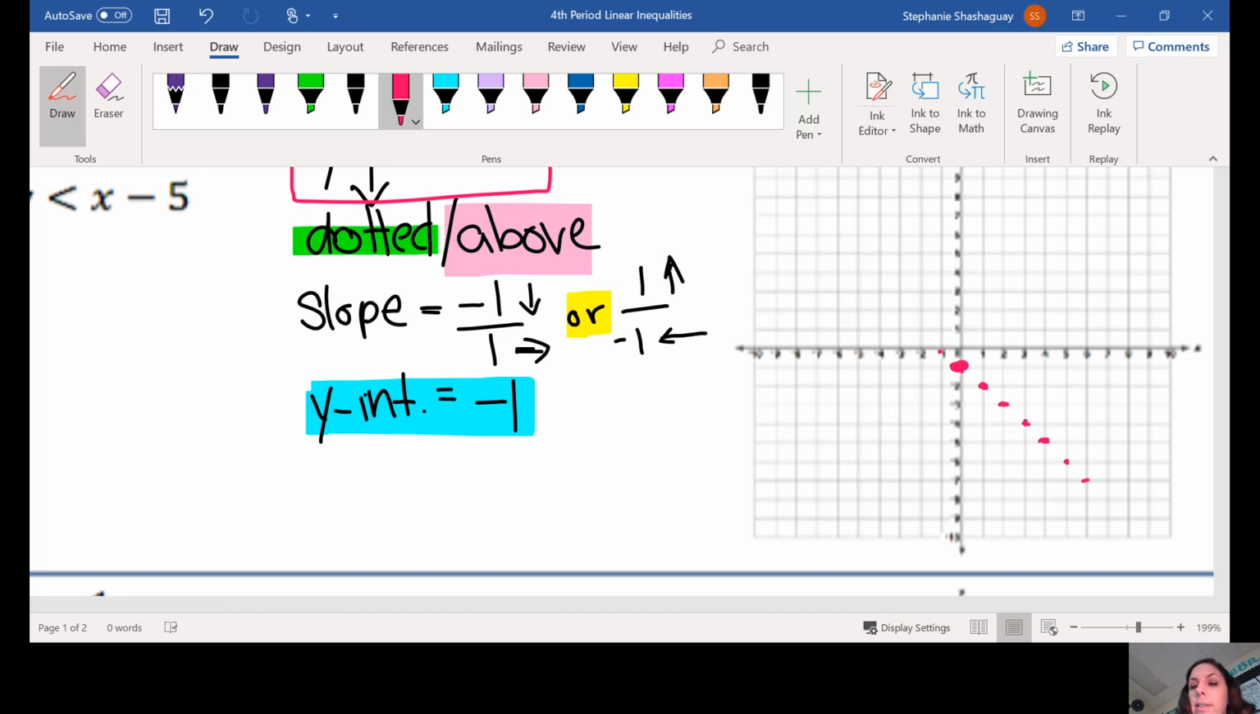We can also go up 1 and to the left 1. Up 1 and to the left 1. Okay, and since we have a dotted line, I'm just going to connect every other point. So I have a nice clean dotted line, and I can do it in the other direction as well. Okay, so this is my first inequality, and I would be shading above the line, right? This is the area that we would need to shade for this inequality.